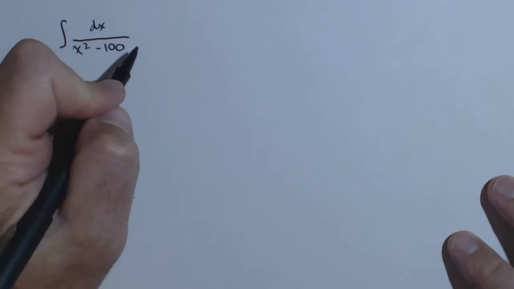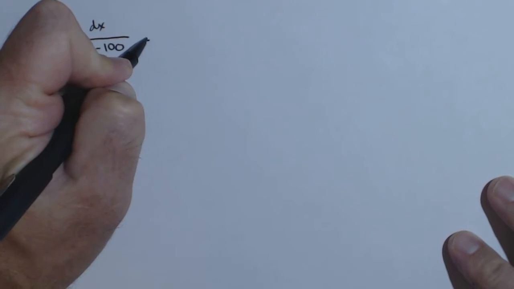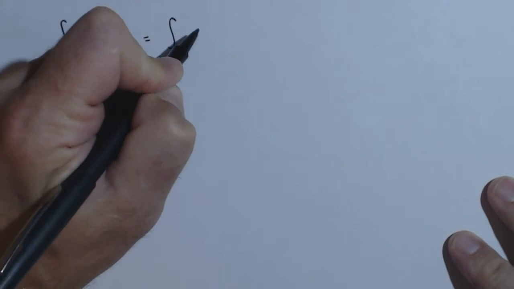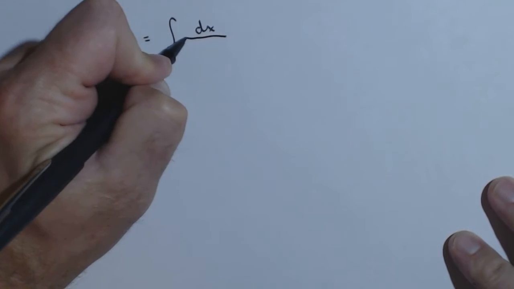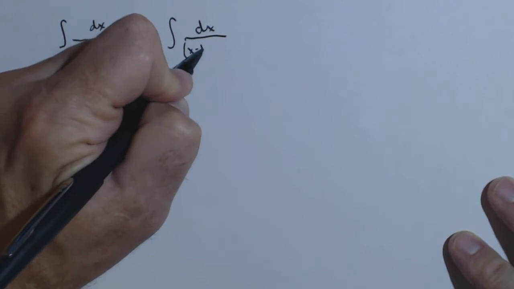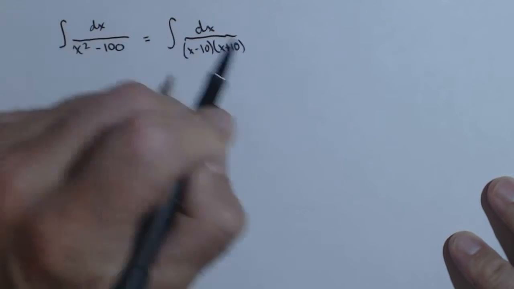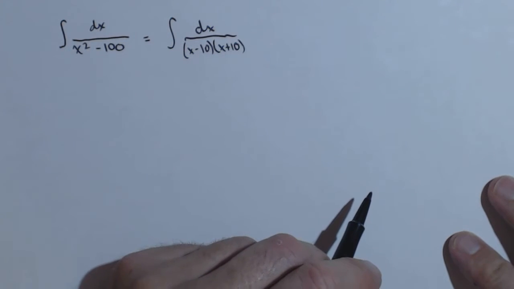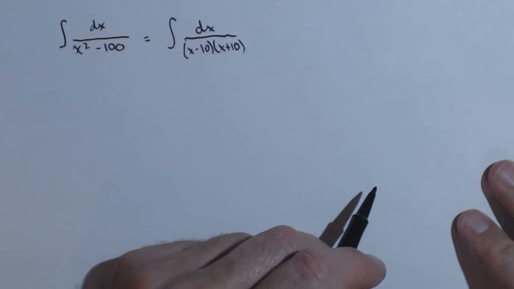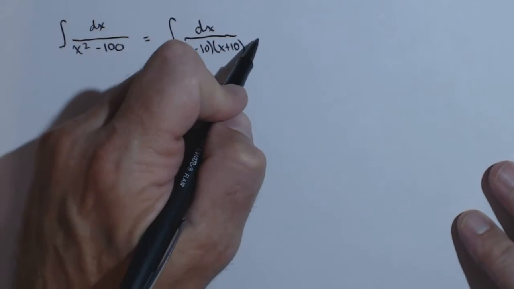What I noticed about this one is the denominator factor. So before I do anything, I'm going to try factoring the denominator. So I get dx over (x minus 10) times (x plus 10). And let's approach this with partial fraction decomposition, see if we can get something easier to find the antiderivative of.